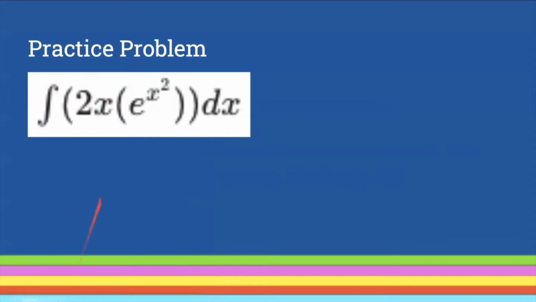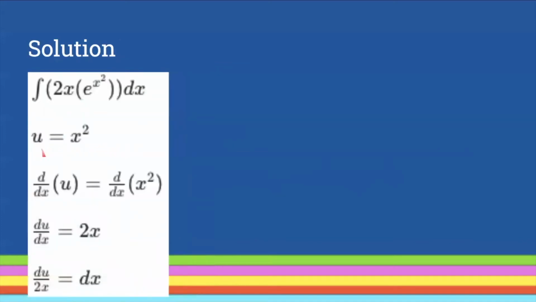So the answer: you notice that you have x squared right over here, and you also have its derivative. So therefore, you set u equal to x squared. All right, and then differentiating both sides of the equation, the left side becomes du over dx. The right side becomes the derivative of x squared, which is 2x. And then you isolate dx.